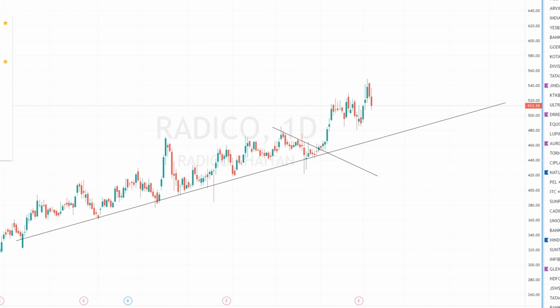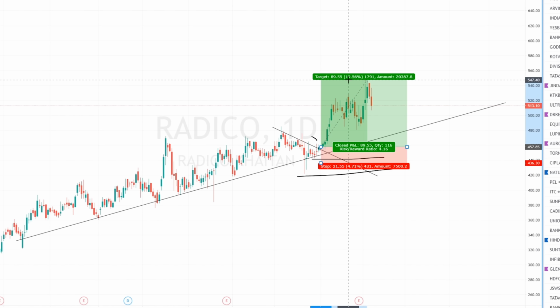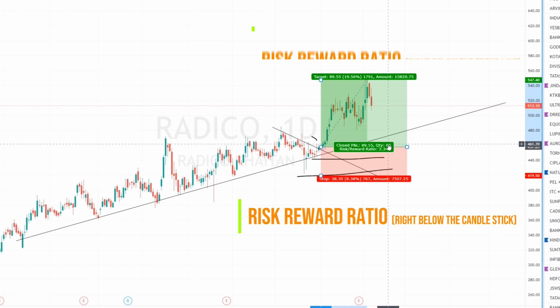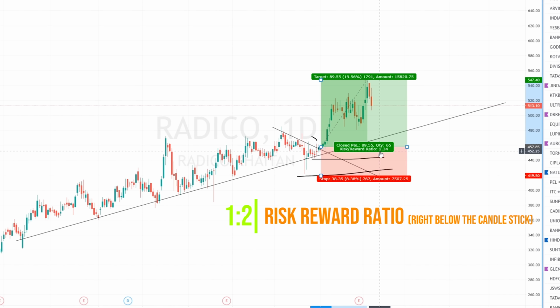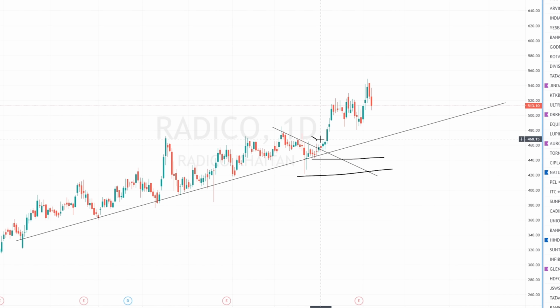So here the stop loss would be below either this candle or below this trend line. Either stop loss is completely fine. It depends on each one's risk appetite, and your entry could be this. So let me check the risk reward ratio. It's 1:4 if you have kept it right below the trend line, or if it's below the candlestick, it's going to be 1:2.34, which is still great. So this is how you must analyze your stop loss and adjust your exit based on that.